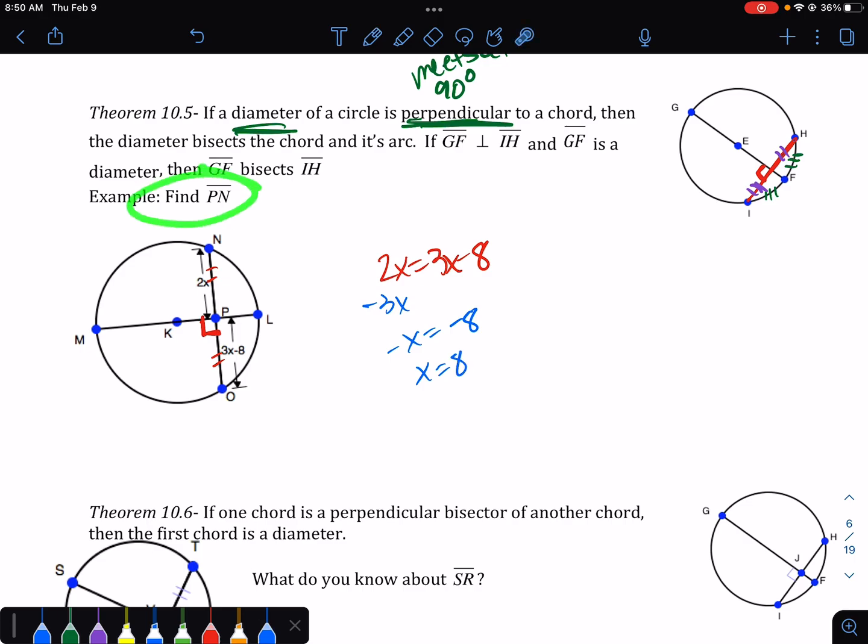But notice our question is to find PN. So now I need to plug that in. So PN is going to be 2 times 8, which gives us 16.